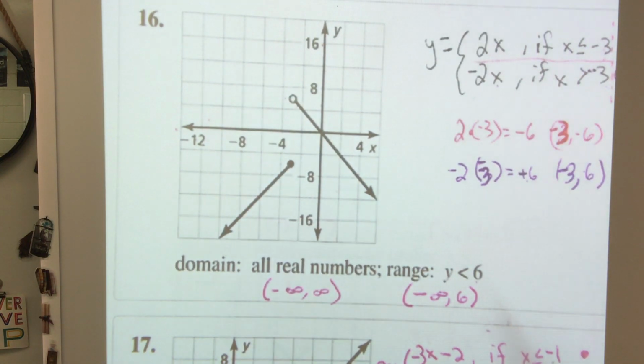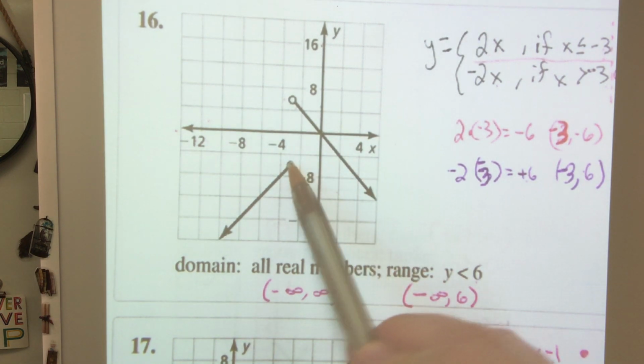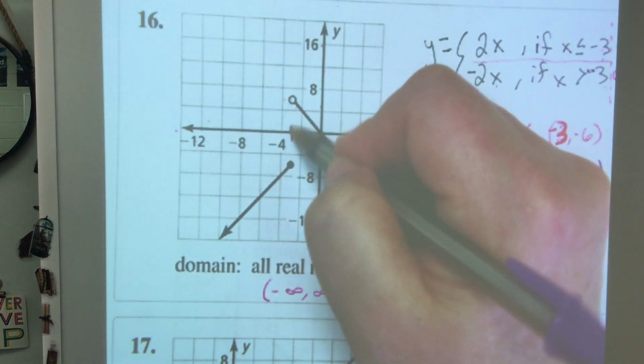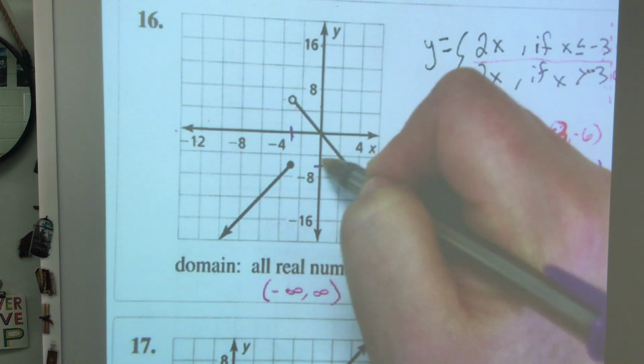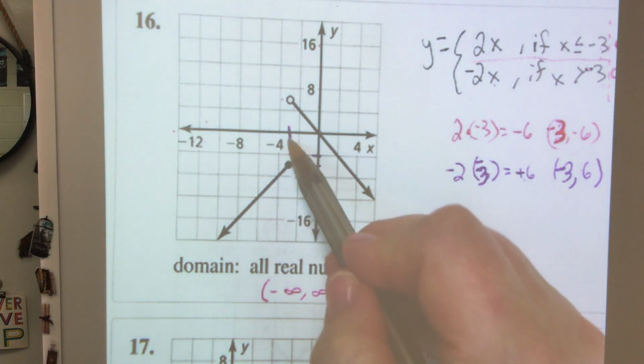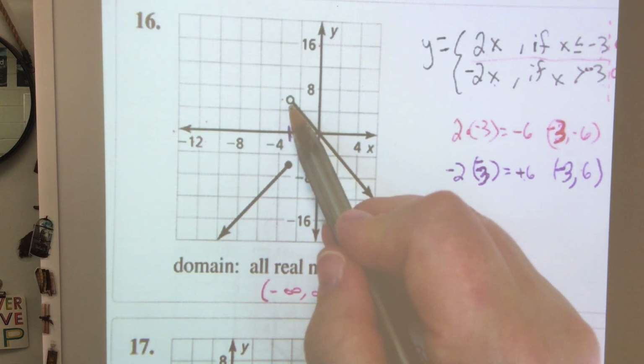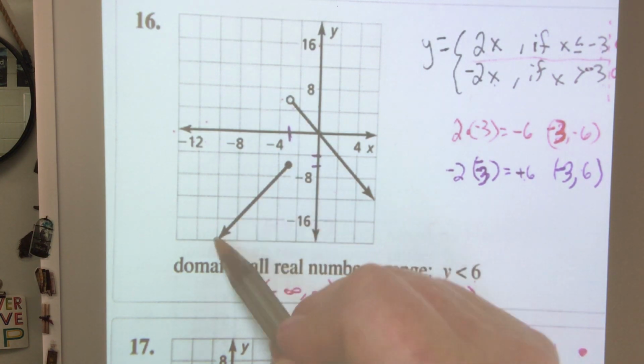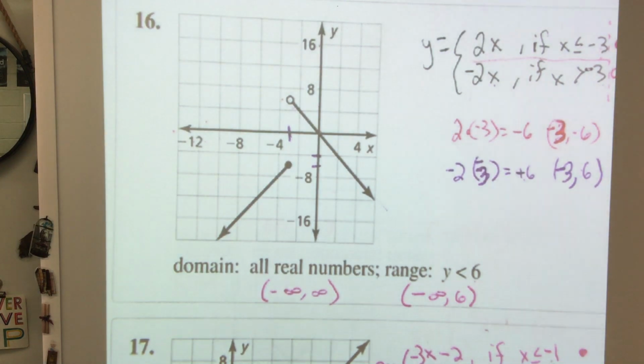I'm going to show the original graph. Here they have -3. Here's our -3. Here's our -6. Here's our -3, +6. You can see it goes down and down. Okay, next problem.